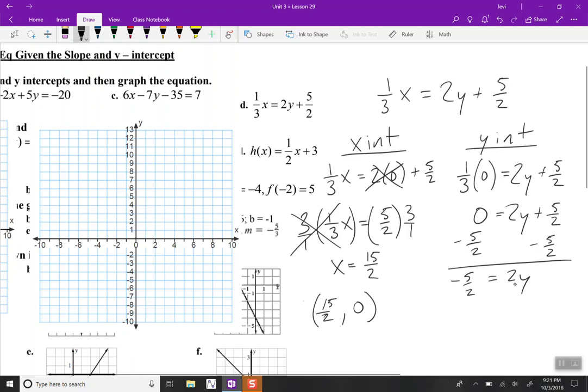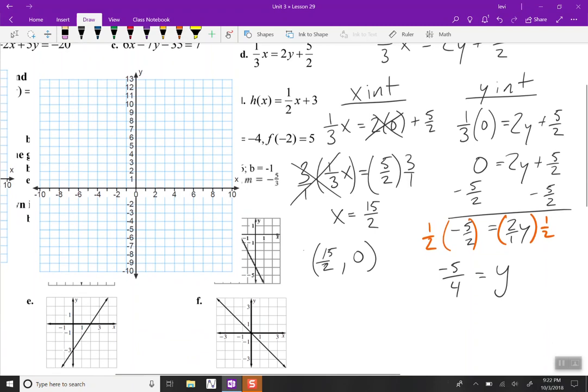What undoes multiplying by 2? Dividing by 2. Dividing by 2 is the same as multiplying by, yes, the reciprocal. So multiply both sides by 1/2. Right? So this would be negative 5 over 4, and 2 and 1/2. That's the whole reason why we did that, so that they'd simplify to 1. So y is negative 5/4, or that's (0, negative 5/4).